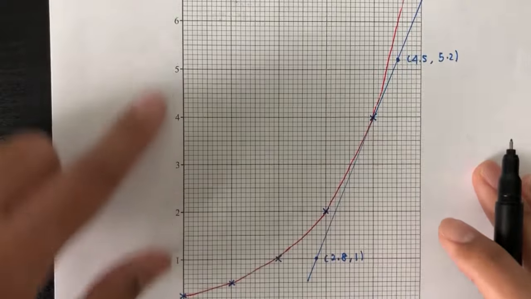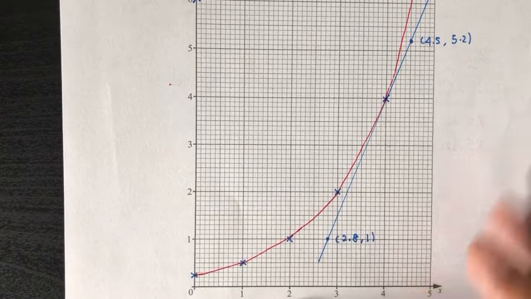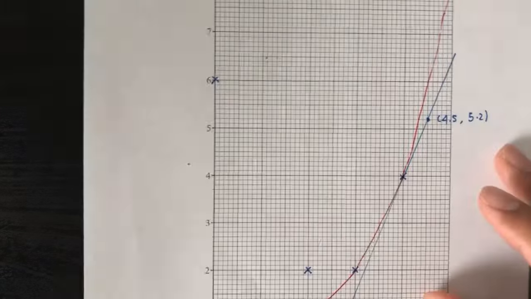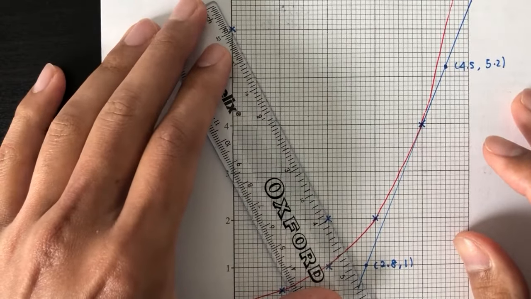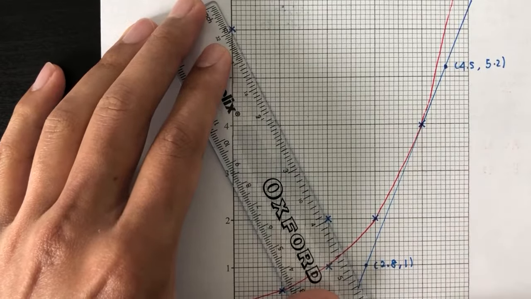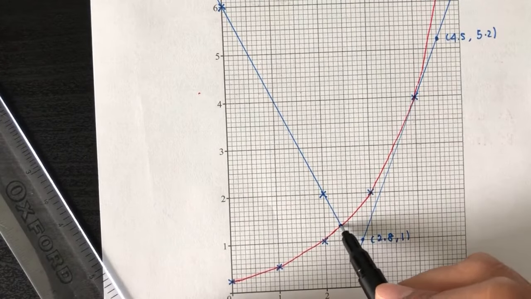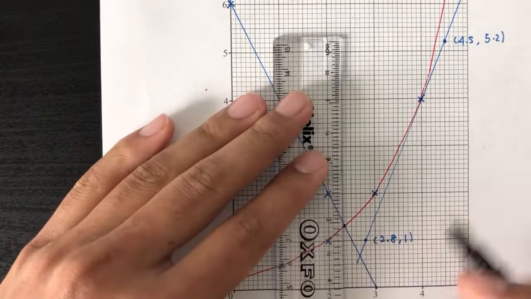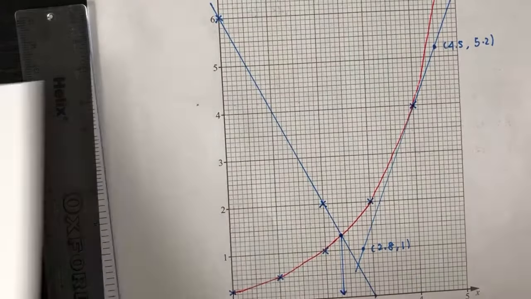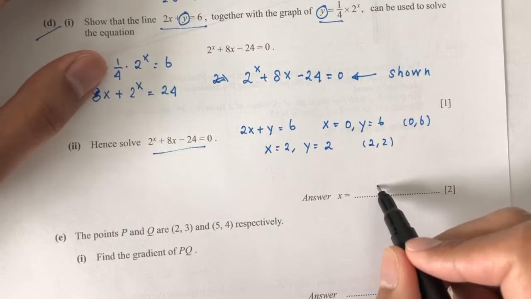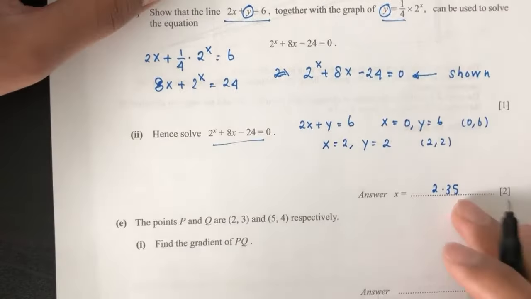So 0, 6 will be here. And we have 2, 2. 2 and 2 will be here. Let's connect these two and see where they cut the graph. So it will be, there you go, that's the line, and they cut the graph at this point. This will be my value here, will be 2.35. So my answer for x will be 2.35. The value will be around that value, 2.3 or 2.4, should be about this.